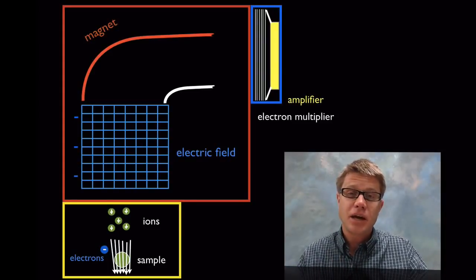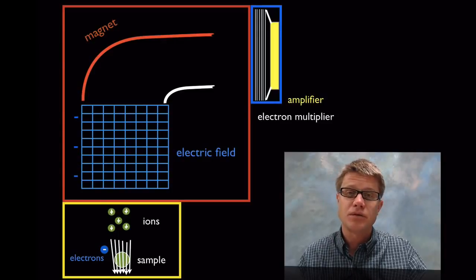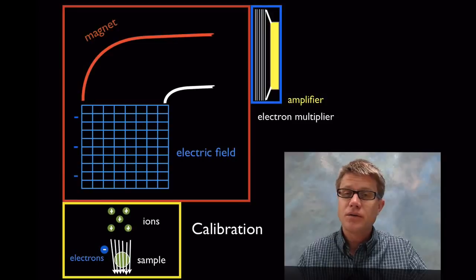Now that signal has to be amplified, but eventually we can send that into a computer and we can look at the spectrum coming from those different masses. And so the first thing you have to do is you have to calibrate the machine. What does that mean? You're going to start sending ions through.